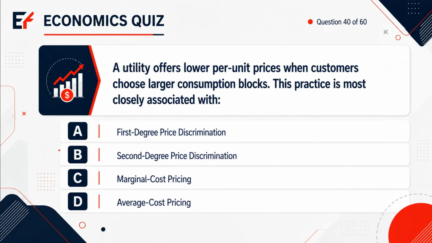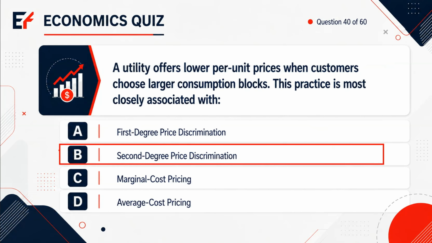Question 40. A utility offers lower per unit prices when customers choose larger consumption blocks. This practice is most closely associated with A. First-degree price discrimination, B. Second-degree price discrimination, C. Marginal cost pricing, D. Average cost pricing. The correct answer is B.